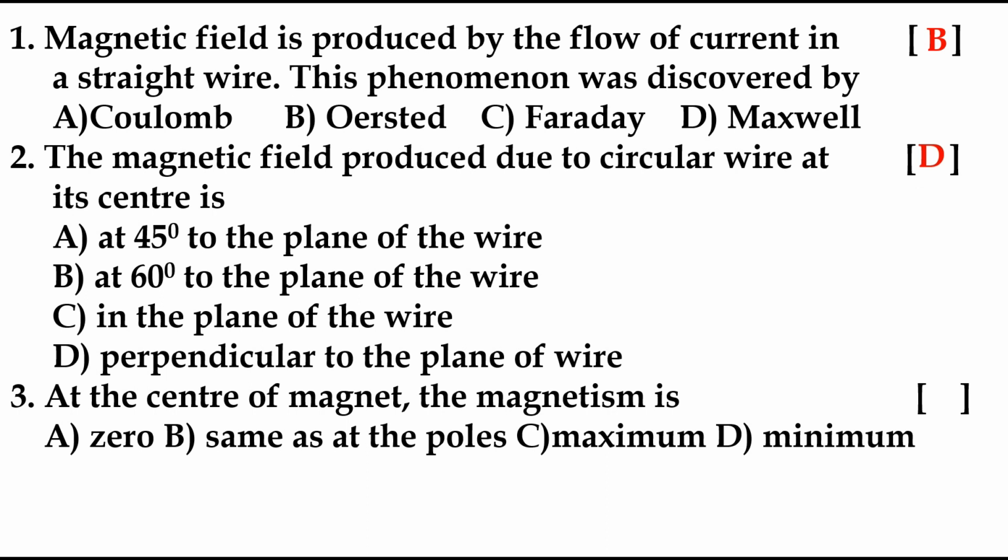Third bit, at the center of the magnet, the magnetism is dash. Option A 0, option B same as at the poles, option C maximum, option D minimum. Answer is option A 0.